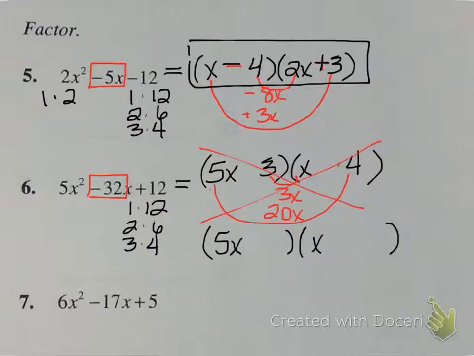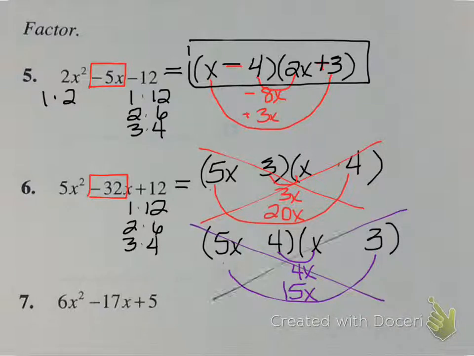So now I'm going to flip-flop my 4 and my 3. And I'm going to check again. This gives me 15, and this gives me 4. Again, not going to get me negative 32, so that's not going to work. What that tells me is my factor pair of 3, 4, not working. So I got to try a different one.